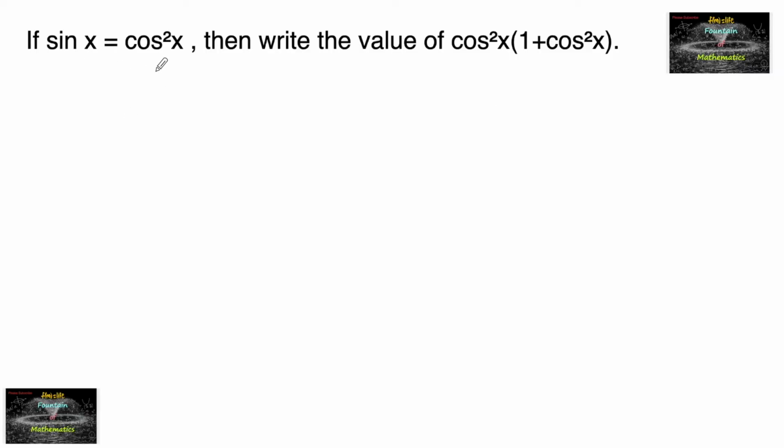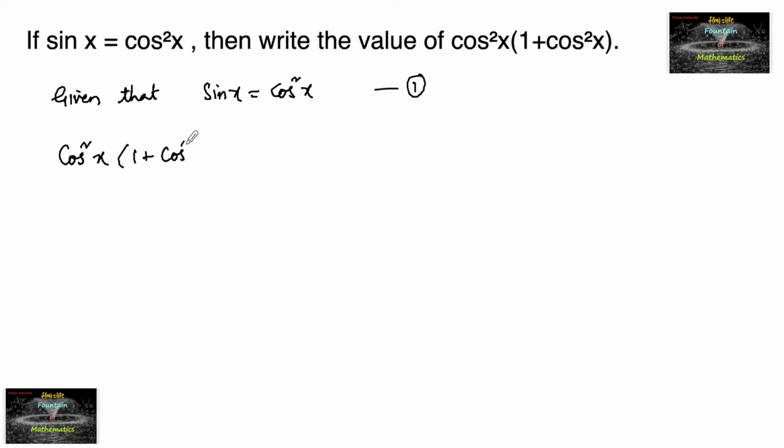If sin x is equal to cos square x, then write the value of cos square x of 1 plus cos square x. So given that sin x is equal to cos square x, say 1, and we need to find the value of cos square x of 1 plus cos square x. So we can write cos square x as sin x, and 1 plus cos square x is nothing but 1 plus sin x.